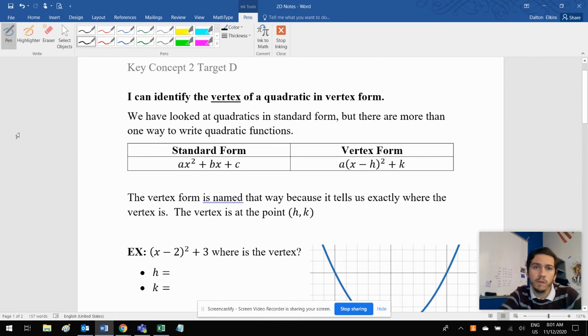Good morning, this is Key Concept 2, Target D. Your objective today is I can identify the vertex of a quadratic in vertex form.